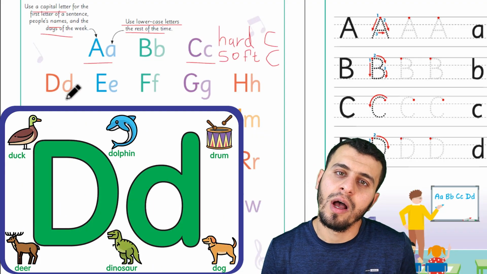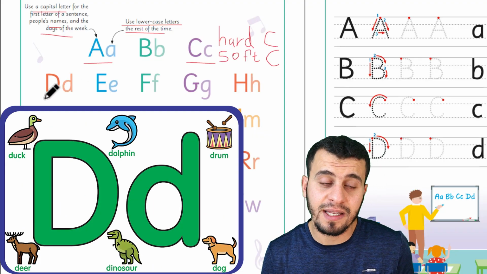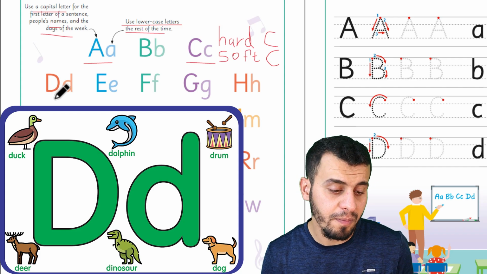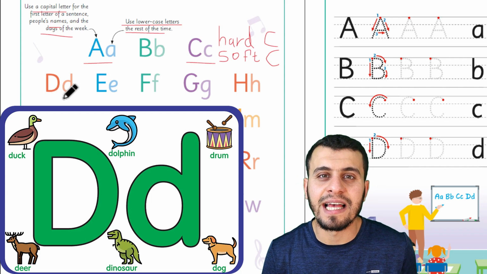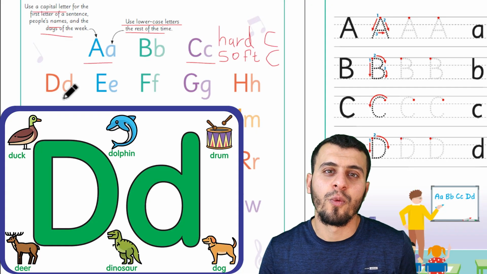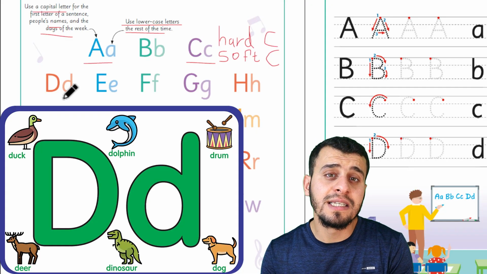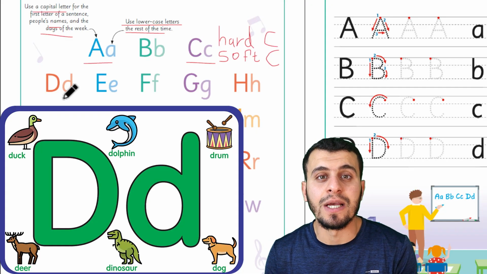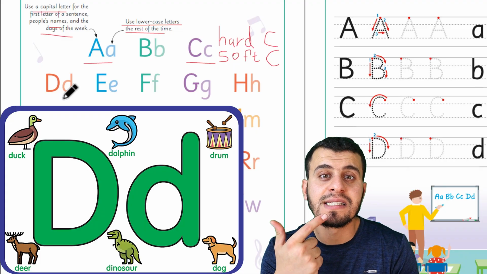D. Similarly, it has capital letters and small form. And D says d. When we see d, d doesn't say d all the time, but says d.